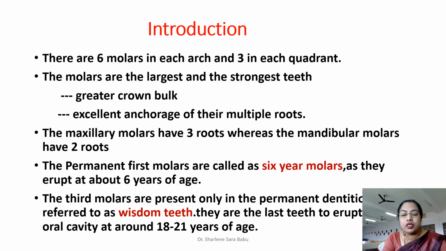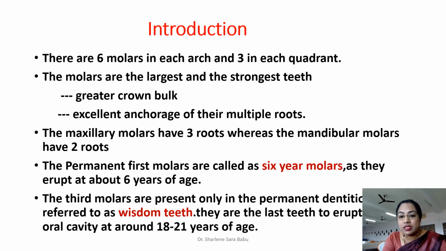Moving to the introduction of permanent first molars, there are 6 molars in each arch and 3 in each quadrant. The molars are the largest and the strongest teeth because of the greater crown bulk and the excellent anchorage of their multiple roots. The maxillary molars have 3 roots, whereas the mandibular molars have 2 roots. Permanent first molars are called 6-year molars as they erupt at about 6 years of age.